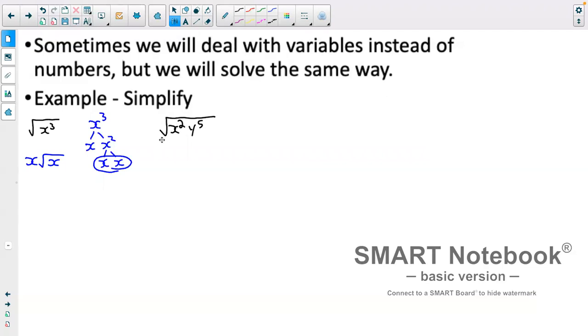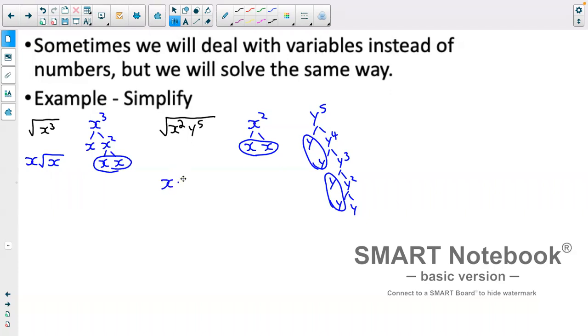Next one, I have the square root of x squared y to the power of 5. So x squared is the same as x times x. So we have a pair of x's, so an x will move to the front. Next, we have y to the power of 5. That's the same as y times y to the 4, which is the same as y times y cubed. Y cubed is y times y squared. Y squared is y times y. So I have 2 pairs of y's to move in front and then one that will stay inside.